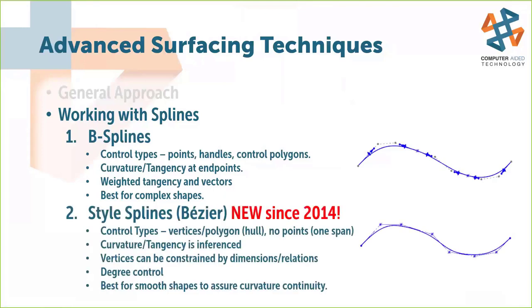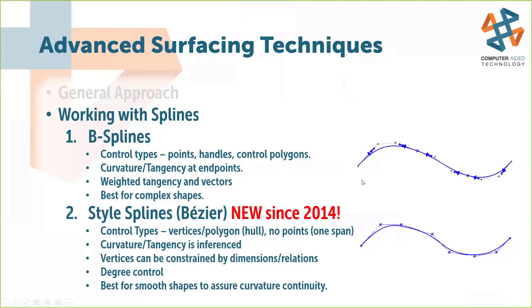But like I said, in 2014, they introduced a new type of spline called a Bezier curve. And these are one singular span. And what I mean by a span is, on a B spline, one span is from endpoint to control point. So that would be considered one span. On a Bezier curve, I only have one complete span all the way from end to end, and it uses some internal calculations to kind of bend that along a polygon.